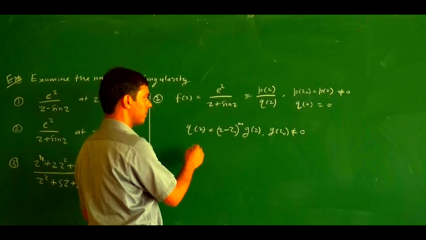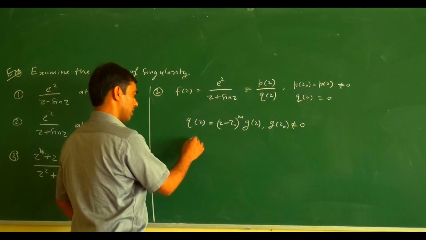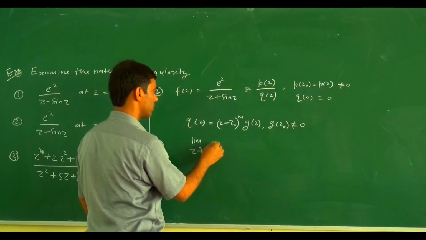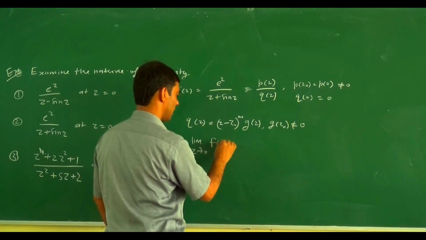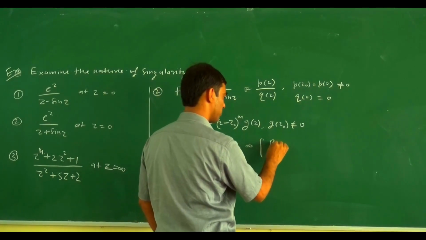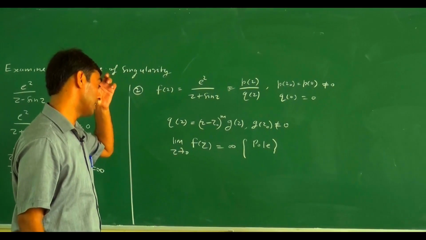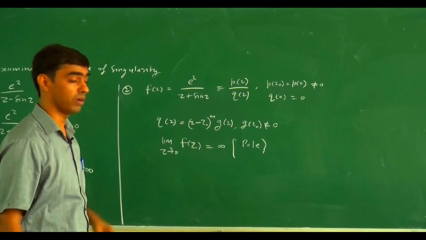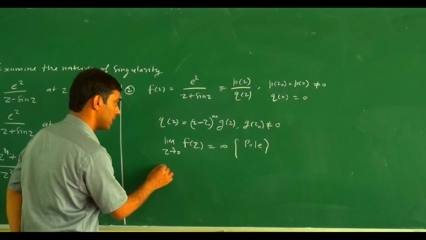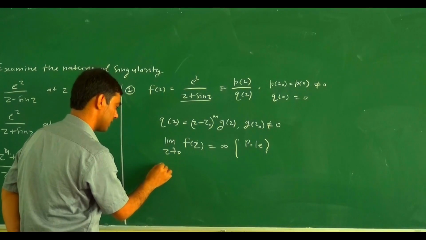So here we already checked this one is a limit. Now limit z tends to 0 of f(z) is infinite. So this indicates that there is a pole. Now what is the order of the pole? This can be decided if we write Q(z) in this form. So Q(z) here we write like this.